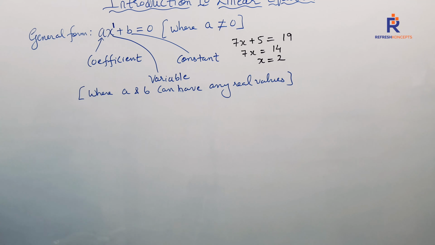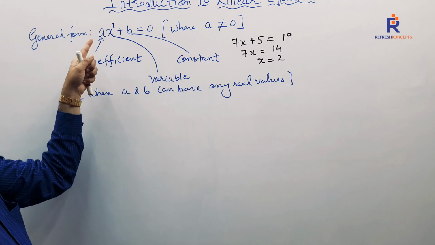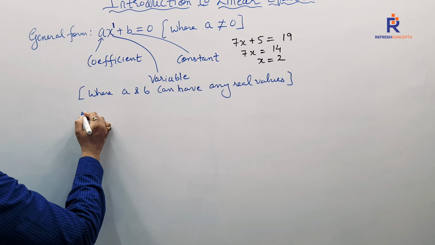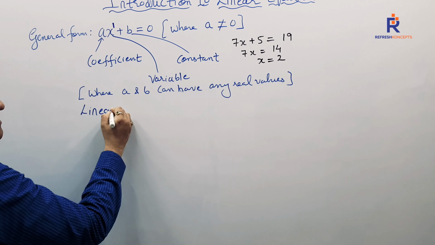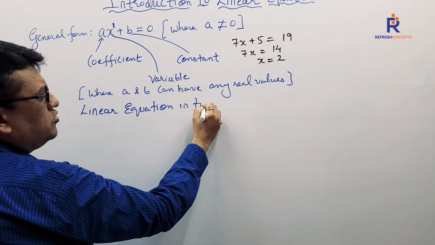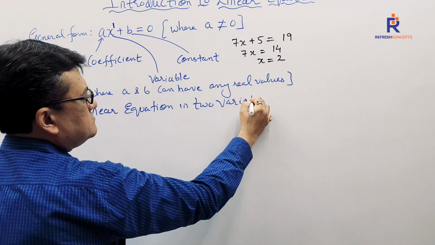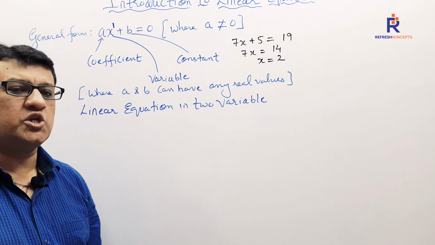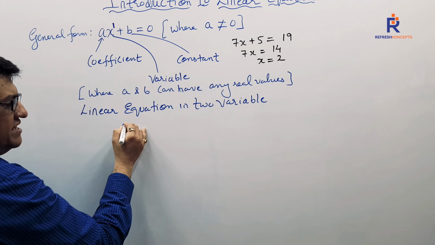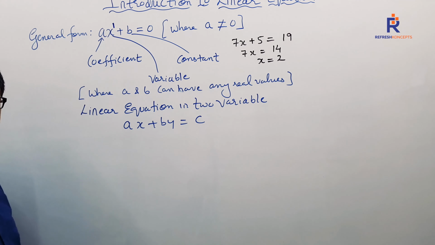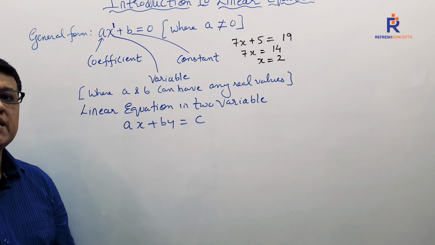Now let's understand what we mean by linear equation in two variables. Up till now, whatever we did was linear equation in one variable. Let's proceed further. Now what could be the general formula of linear equation in two variables? Children, linear equation in two variables is given by ax plus by equals c.